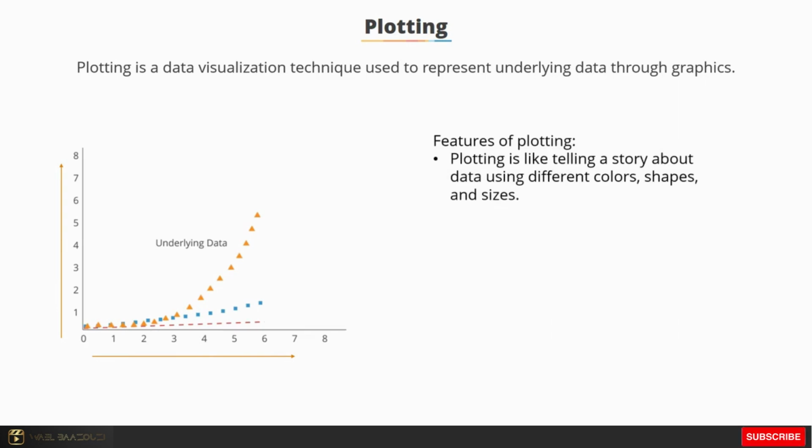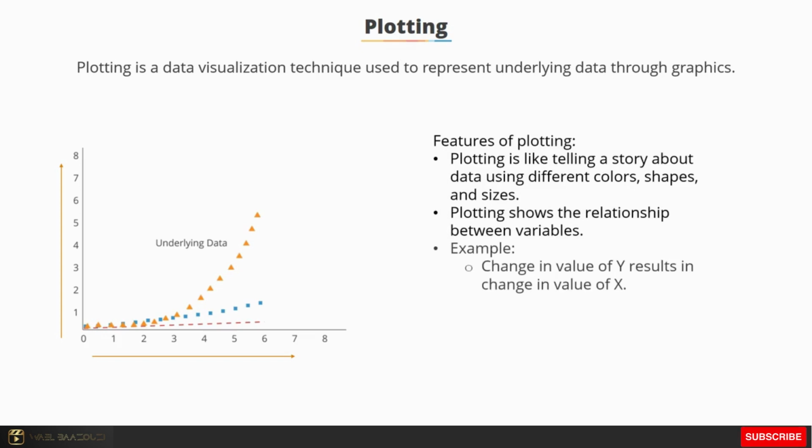The process of plotting is also like telling the story about your data through different colors, shapes, and sizes. You can also show the relationship between variables through plotting. For example, the value of x changes if the value of y changes. Based on this information, the visual or graph changes. Similarly, you can show that one variable is independent of the other variable.